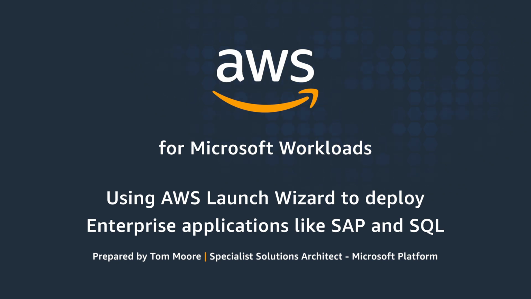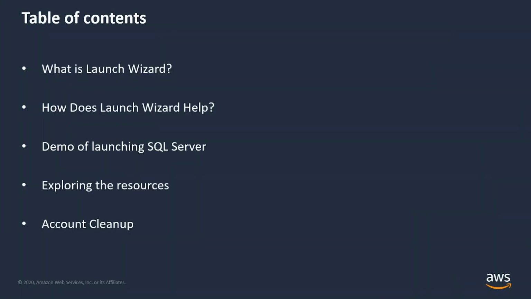Today we're going to talk about using the AWS Launch Wizard to deploy enterprise applications into your AWS account. In this video, we're going to cover the following. We'll talk a little bit about what Launch Wizard is and how it helps you to deploy your applications. We'll use Launch Wizard to launch a fully functional SQL Server Always On deployment. Once the deployment is completed, we'll explore the resources that were created. And finally, I'll show you how to tear down the resources and clean up your account.